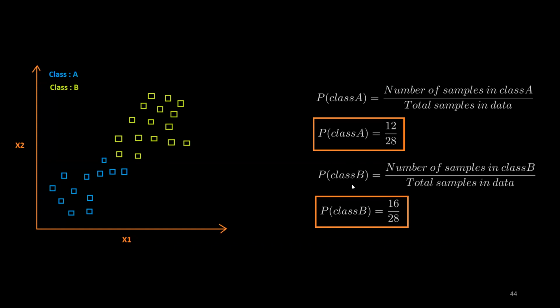Similarly, the prior probability of class B will be the number of samples in class B divided by the total samples in data. In class B, we have 16 samples and we have 28 samples in total in our data set. So here we have calculated the prior probability of classes A and B very easily.